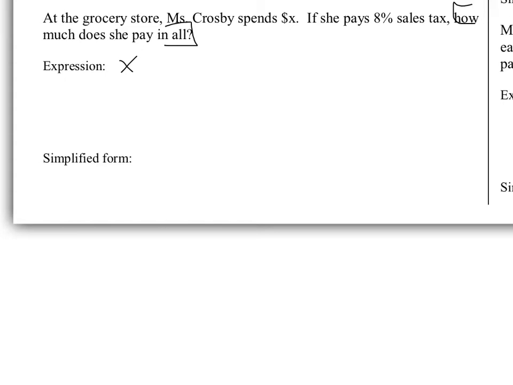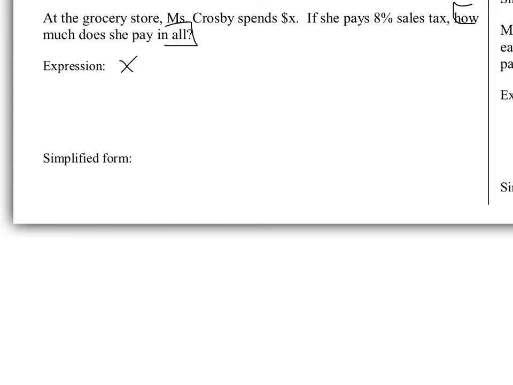Callie. It said if she pays 8%. Okay. Somebody who had a thumb up, explain your reasoning. Ivana. Because we're already spending that much and the tax is adding to this on top. Yeah, so we're already paying X, and now we're going to be paying more. That's the way sales tax works.